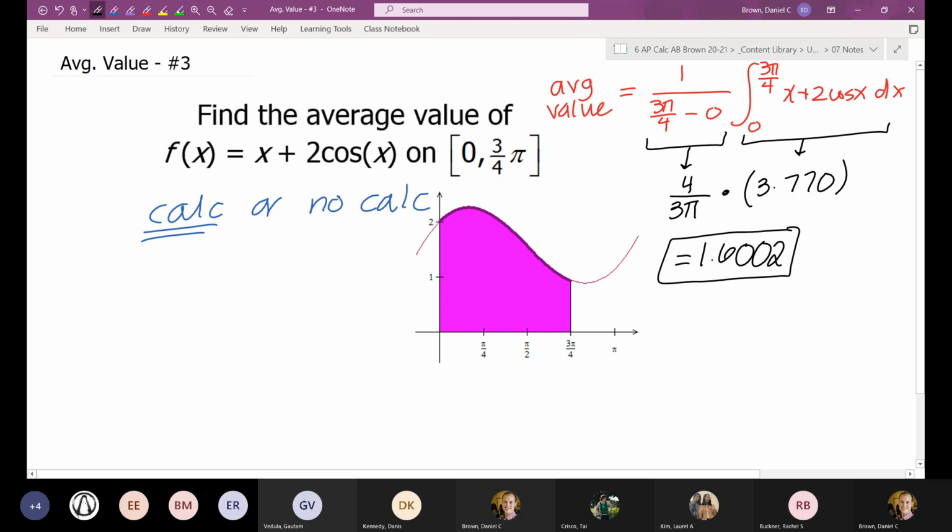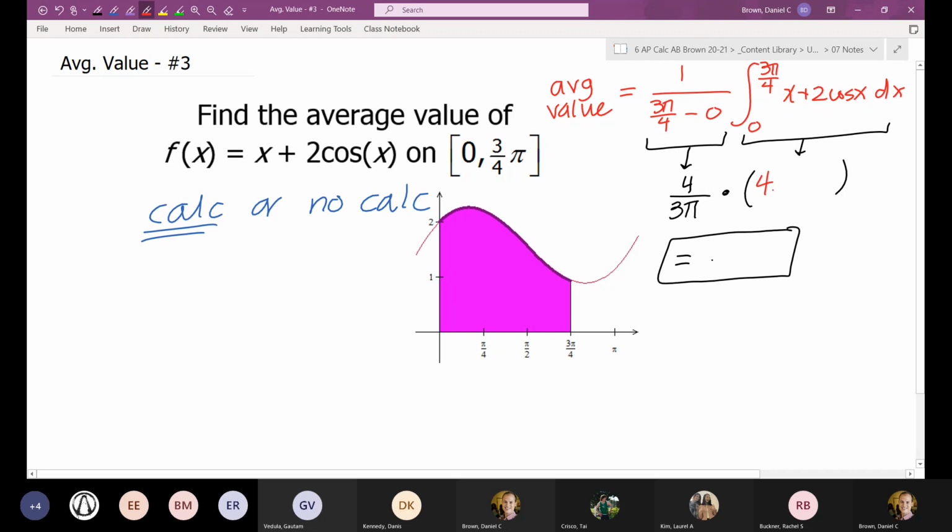But basically, 1.6. Yes? You got a different answer? Mine was 4.190. Cool, it is wrong because I typed it in wrong. I typed in 1 plus 2 cosine of x. Let me try that again. So definitely if you're using a calculator, don't be me and type it in wrong. That is x plus 2 cosine of x. I typed in 1 plus 2 cosine of x.